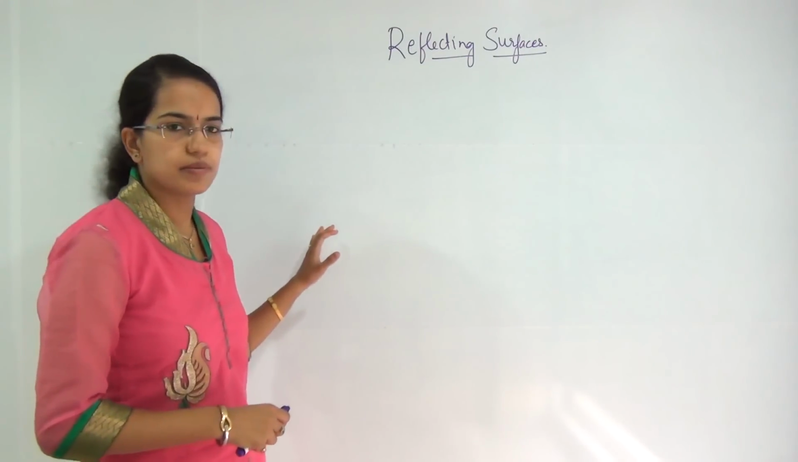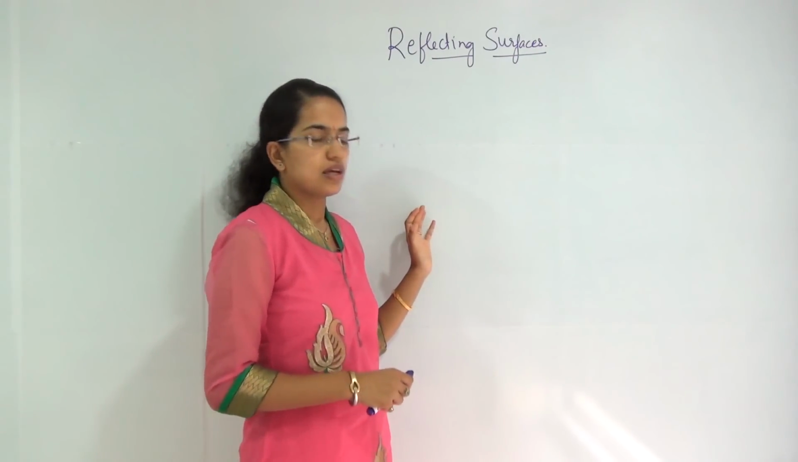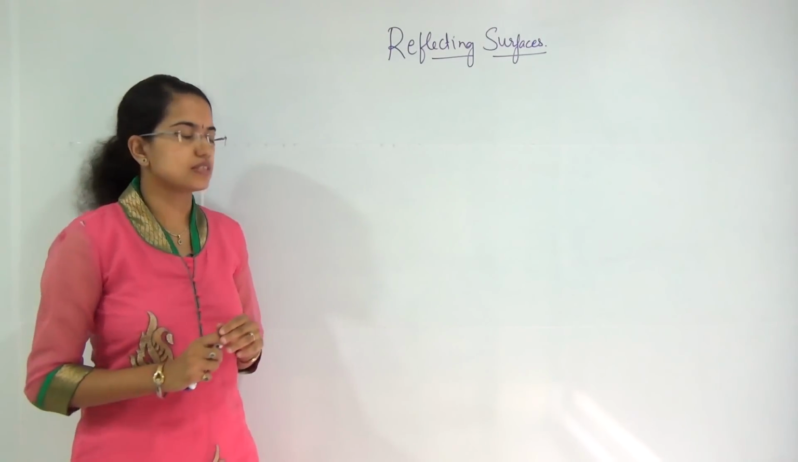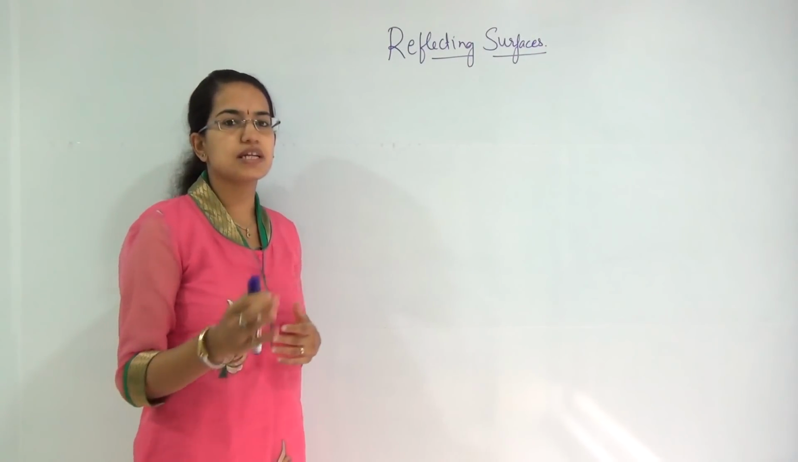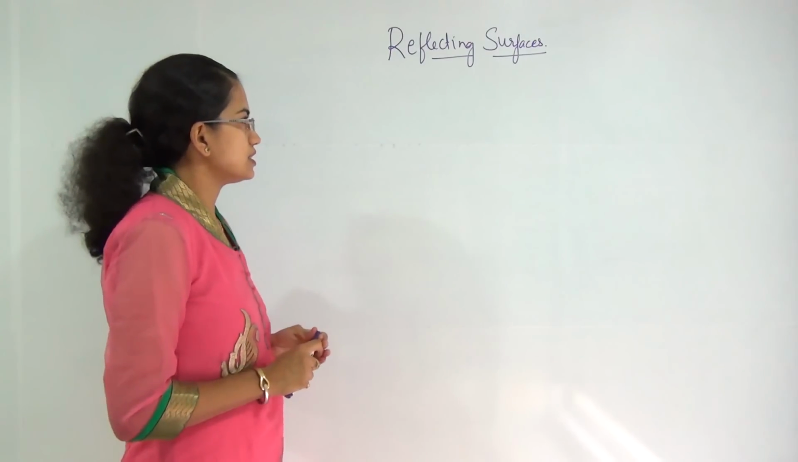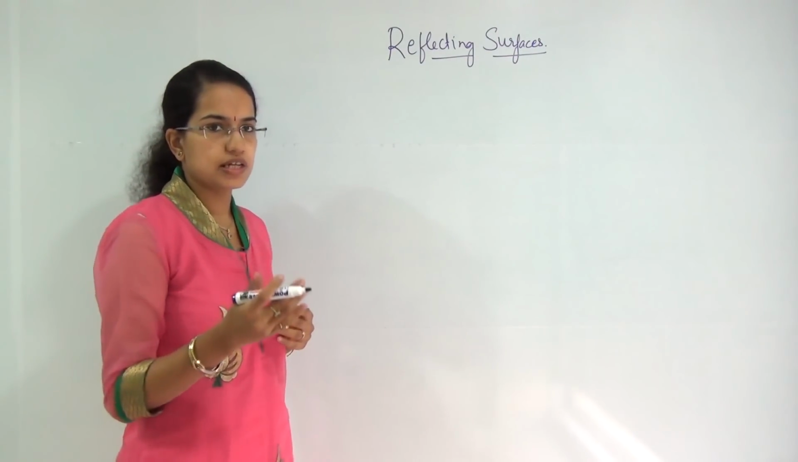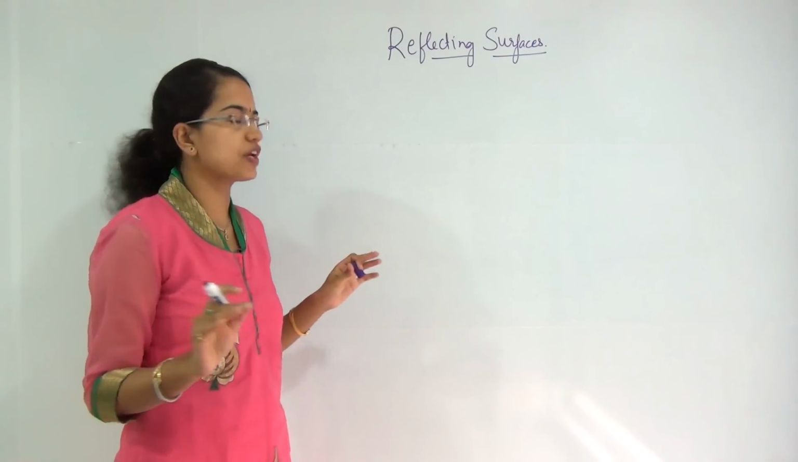Today we will be talking about reflecting surfaces. Now the most common reflecting surfaces that people talk about are either the mirror image or the water image. Let's understand why we use water image or mirror image as a phrase.